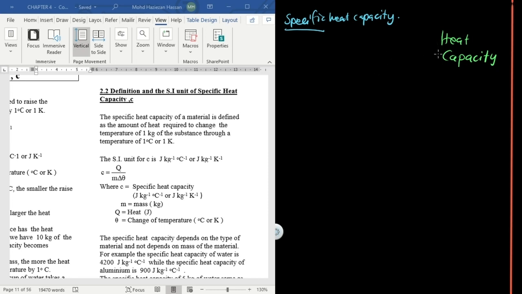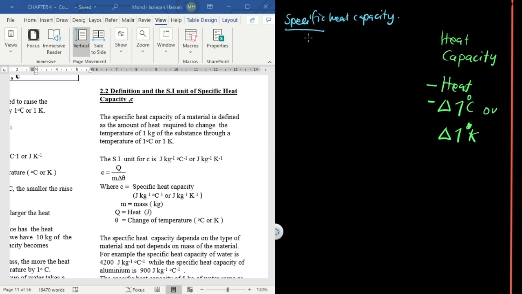If you compare with heat capacity before this, what is heat capacity? It's just the amount of heat required to change the temperature of the substance by 1 degree Celsius, or 1 Kelvin. So this is heat capacity.